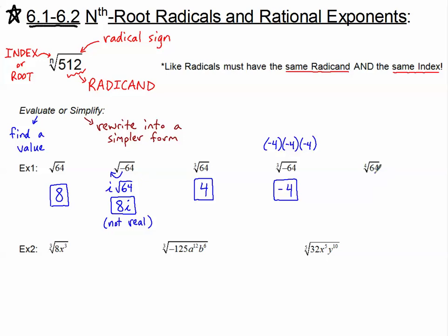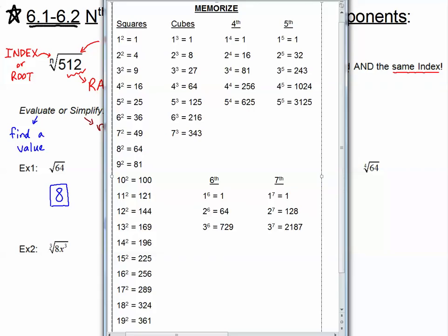How about the fourth root of 64? I don't know that many fourth roots, and that doesn't ring a bell. Let's look at our fourth roots. Fourth root of 64, I'm looking at my fourth roots. I don't see a 64. 64 is not a special fourth root. So we cannot evaluate this unless we had a calculator to approximate.